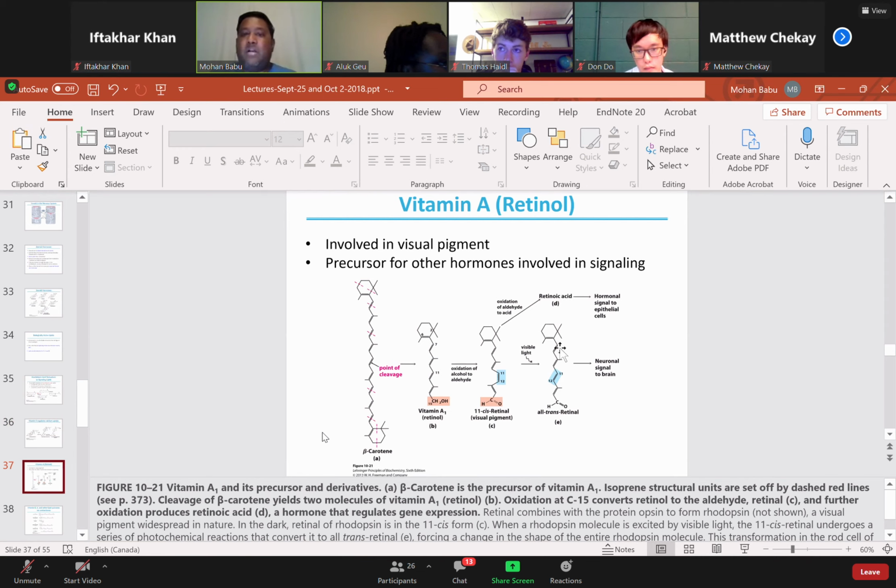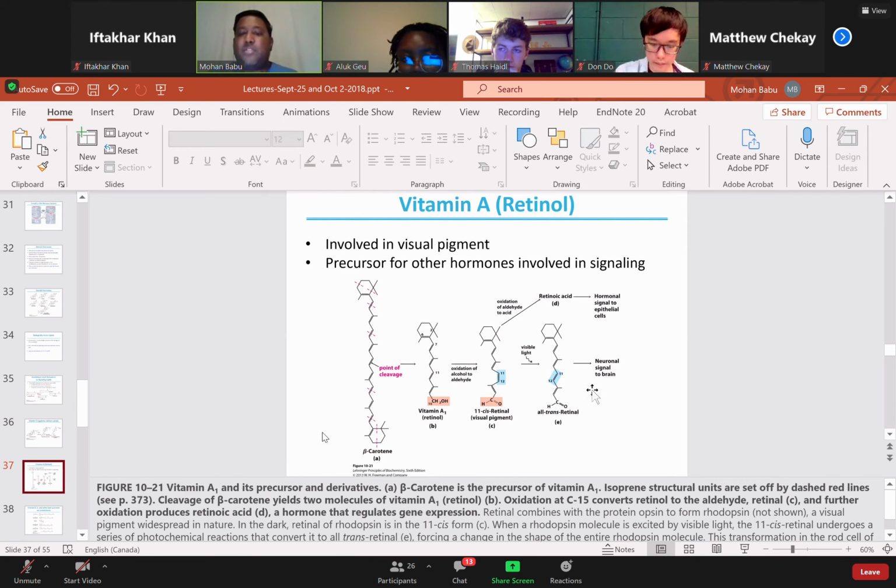So now what happens? This retinol combines with the protein called opsin to form rhodopsin. Rhodopsin is very, very important, but it's not shown here. It is usually produced in nature.